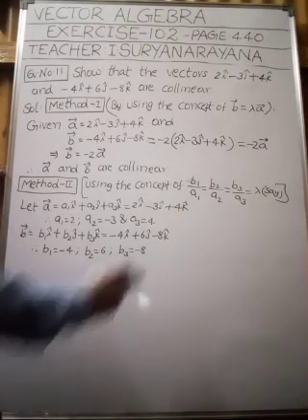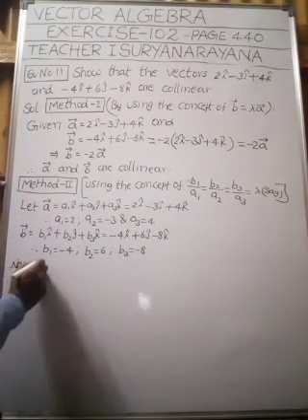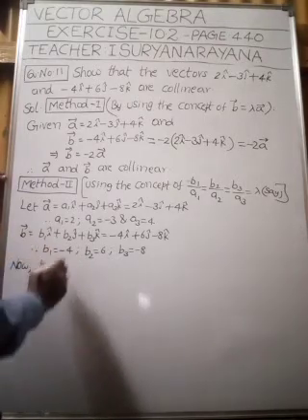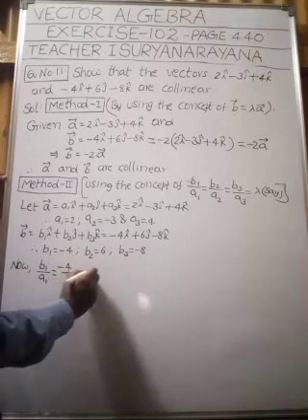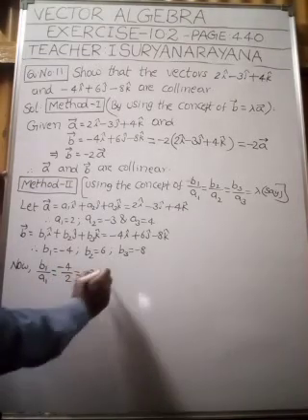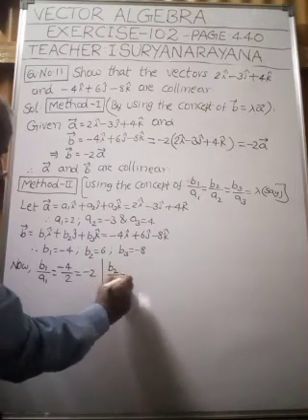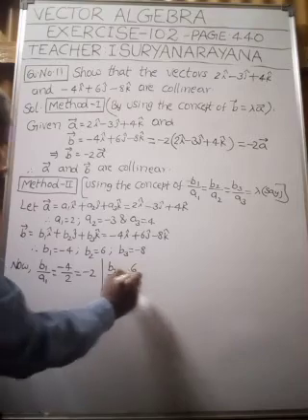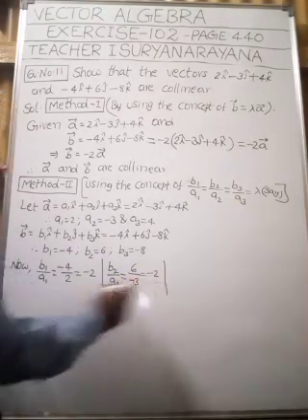Right. Now let us find this ratio. Now b1 by a1. What will we get? b1 is minus 4 by 2. What will we get here? Minus 2. Yes or no, my children? Right. Next, b2 by a2. Let us find this ratio also. b2 is 6 by a2 is minus 3. What will we get here? Minus 2. Yes or no, my children?